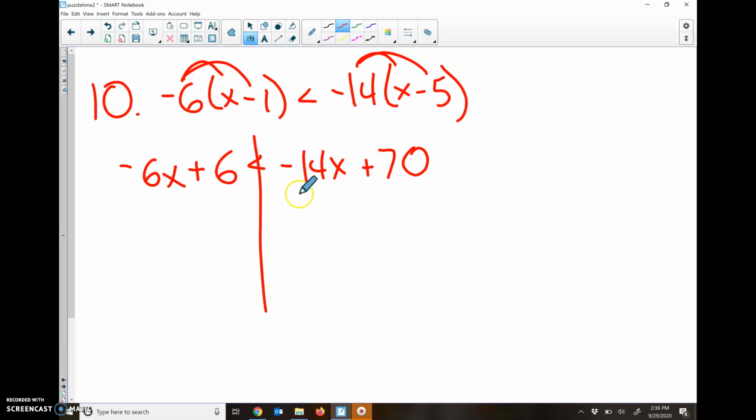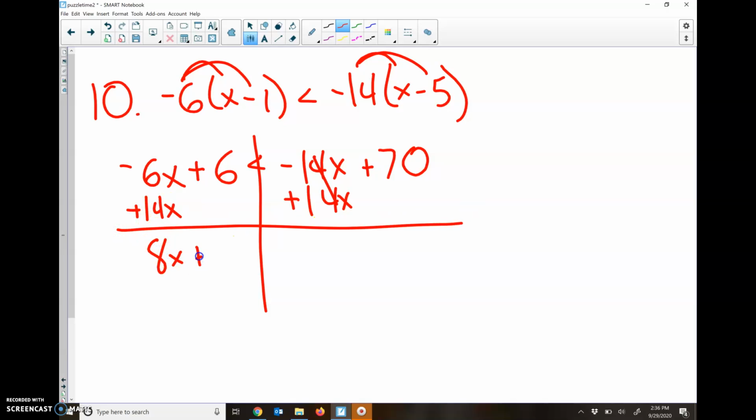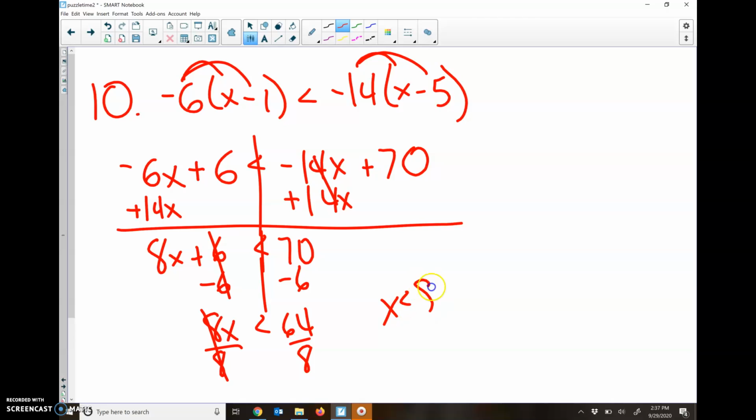All right, and then I'm going to get my x's together. So I'm going to add 14x to each side. So I end up with a positive 8x plus 6. Oops, not equals 70. Don't do that. This is inequalities, so it's less than 70. It's a plus 6, so I need a minus 6 from each side. So I get 8x is less than 64. Divide both sides. So I get x is less than 8. Kind of a complicated problem there with the double distribution.